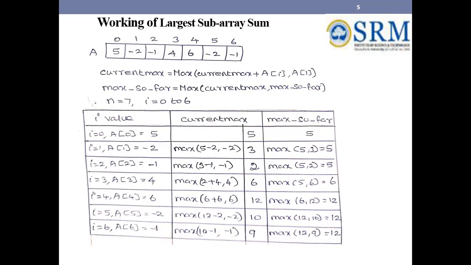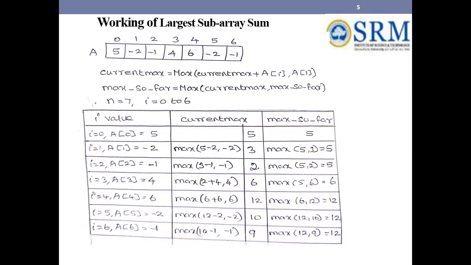Next, I equals 1. The next value: what is A of 1? Minus 2. Now, see how to find current max. What's the formula? Maximum of current max plus array value, and the array value. The current max from the previous step is 5, and the array value is minus 2. So 5 minus 2, comma, array value, that is minus 2. So 5 minus 2 is 3. 3 comma minus 2, the maximum value is 3.